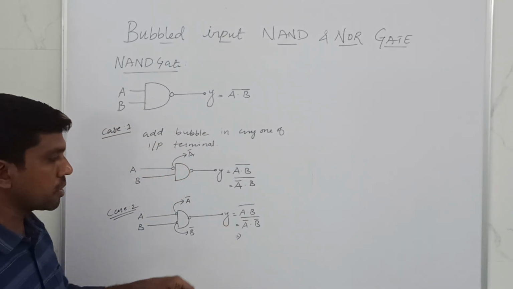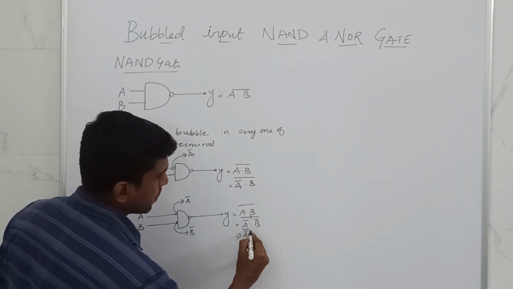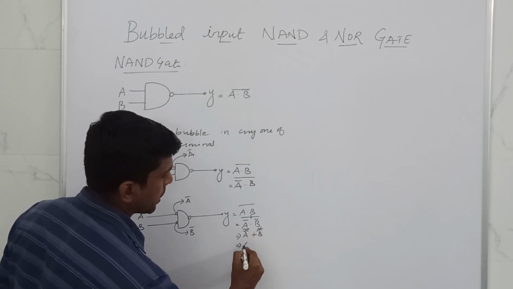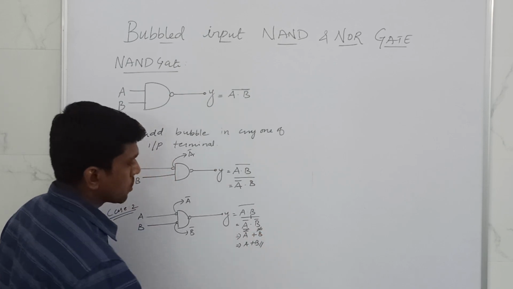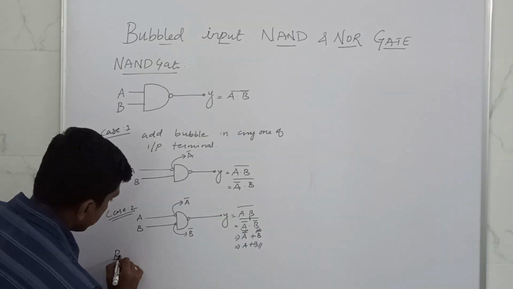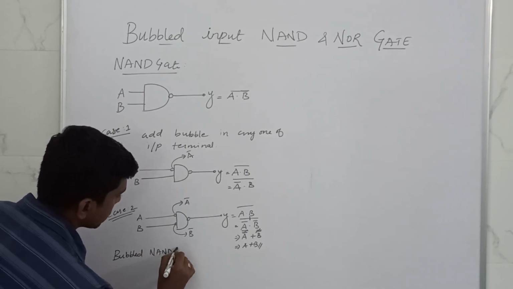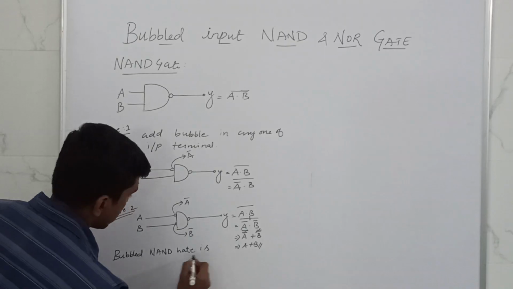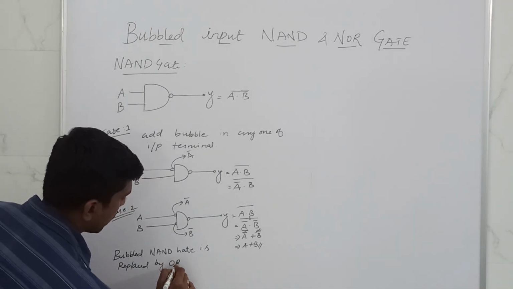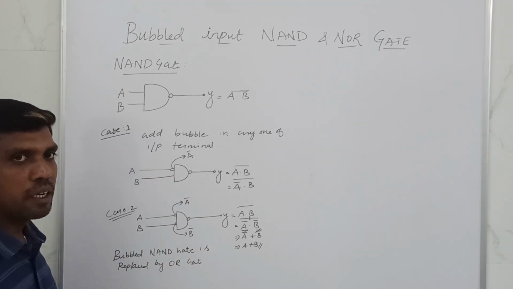Just apply De Morgan's theorem here. Break the bar, change the sign: A double bar plus B double bar. Just cancel these two bars. Finally you get A plus B. So this bubbled NAND gate is replaced by an OR gate.